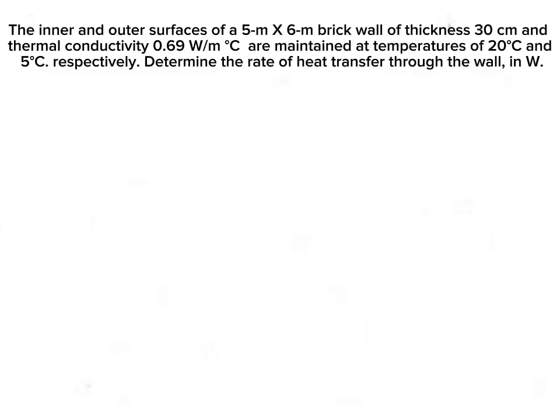Today's video, we are going to solve one sample problem in Chapter 9, Heat Transfer in Thermodynamics. The inner and outer surfaces of a 5-meter by 6-meter brick wall of thickness 30 cm and a thermal conductivity of 0.69 watts per meter Celsius are maintained at temperatures of 20 degrees Celsius and 5 degrees Celsius. Determine the rate of heat transfer through the wall in watts.